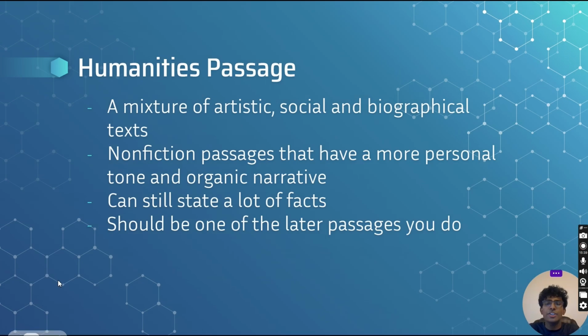All right, humanities passage. It's a mixture of artistic, social, and biographical texts. It's basically nonfiction passages that have much more of a personal tone and organic narrative. That's what separates it from social science passages. They can still have a lot of facts, though. And it should be one of the later passages that you do, probably your second to last, right before your prose fiction passage, in my opinion.